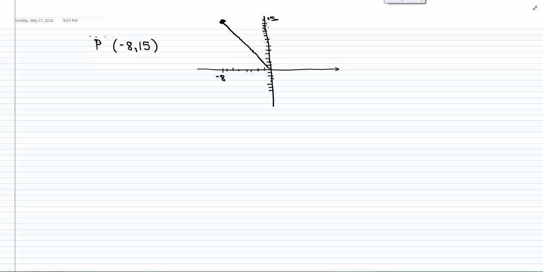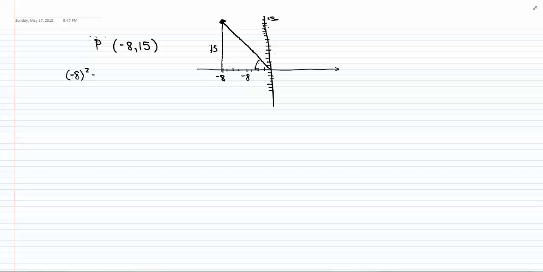So the point -8, +15 is a point in the second quadrant. So if you draw a reference angle for this, you're going to drop it down to the x-axis, and you can build your triangle then. We're going to need to find the hypotenuse, so you're going to use Pythagorean's theorem.